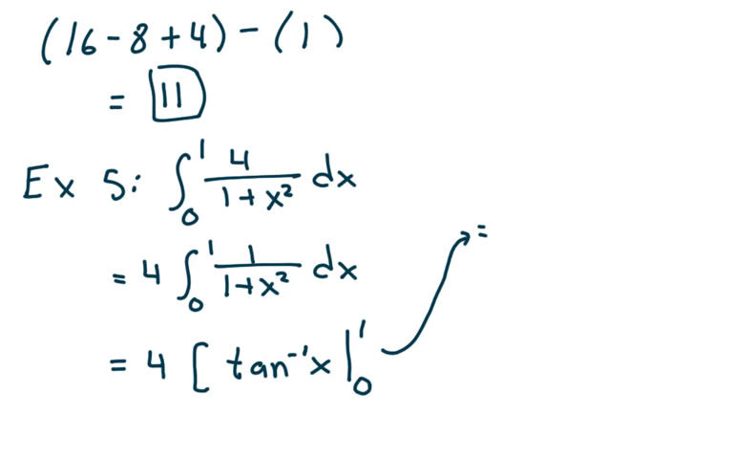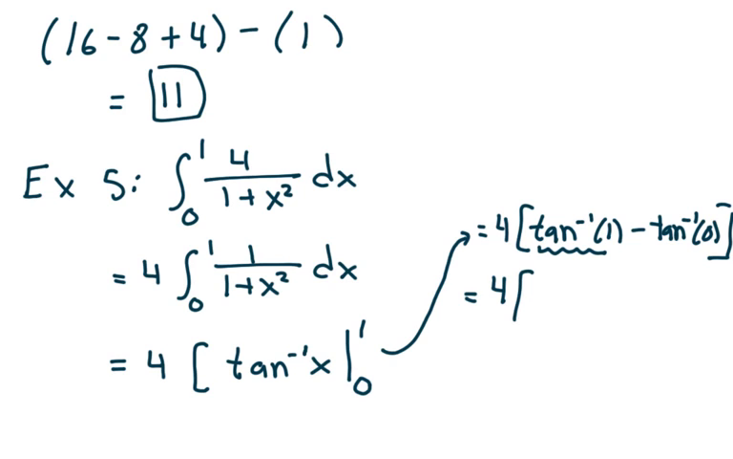So I'm going to replace x with 1 and x with 0. So I get arctangent of 1 minus arctangent of 0. But arctangent of 1 is pi over 4. And arctangent of 0 is 0, and so the answer is pi.